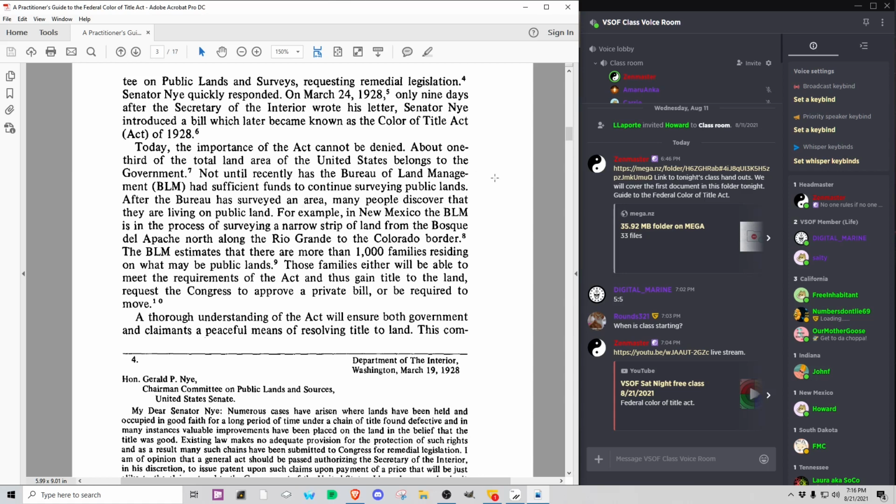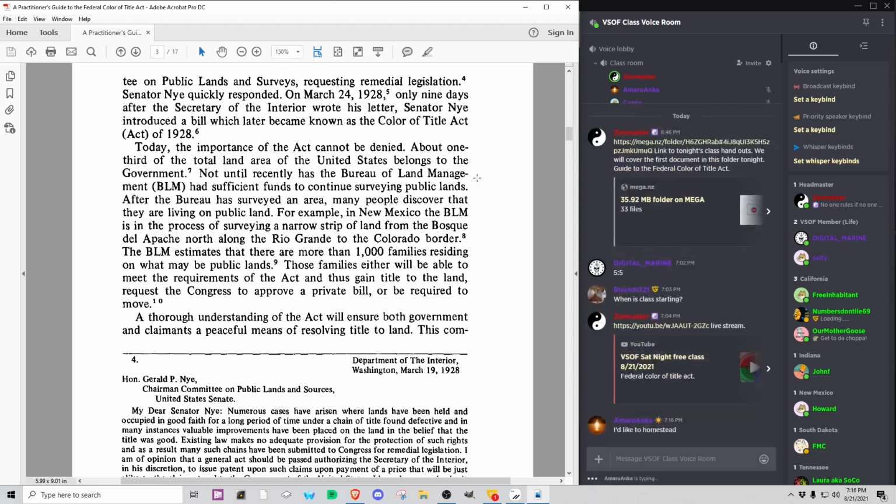Okay, so not until recently has the Bureau of Land Management, BLM, had sufficient funds to continue surveying public lands. After the Bureau has surveyed an area, many people discover that they are living on public land. Well, again, that entirely depends on whether they try the title on either an original land patent or whatever. Just the government saying that you're living on public land because the Bureau of Land Management decided to do a survey doesn't validate their claim.